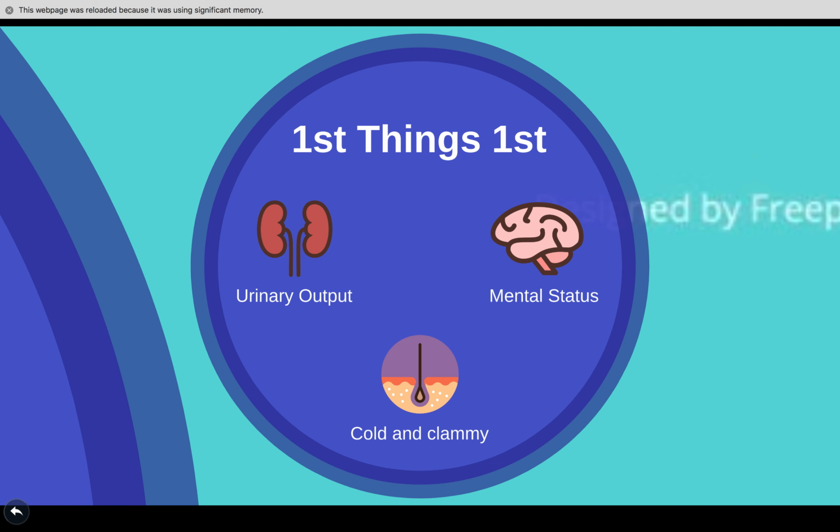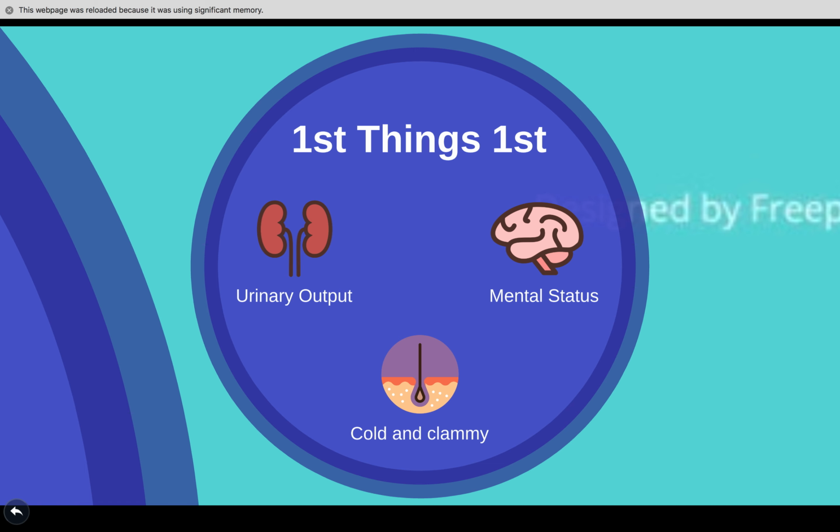Next is the skin. Is the skin cold and clammy? Is the patient cyanotic? Are there any signs of ischemia there? With perfusion, you can see through the skin. The third one is the brain. So how is the mental status of your patient? Is your patient confused? Is your patient obtunded? Those questions are going to help you answer the question: is my patient in shock?